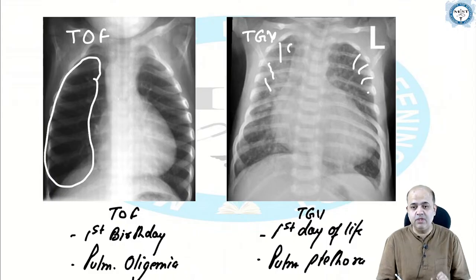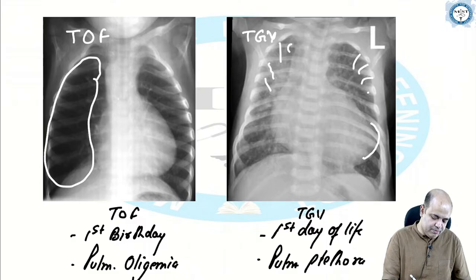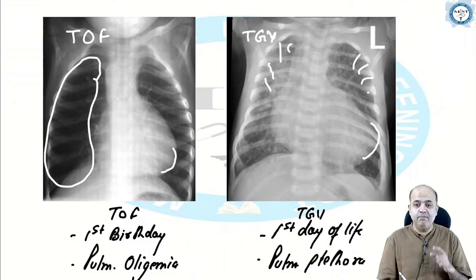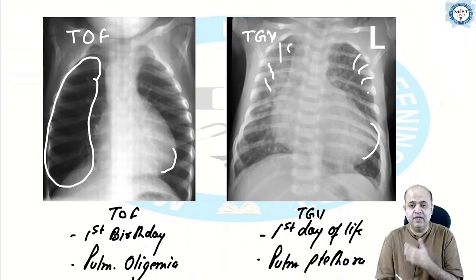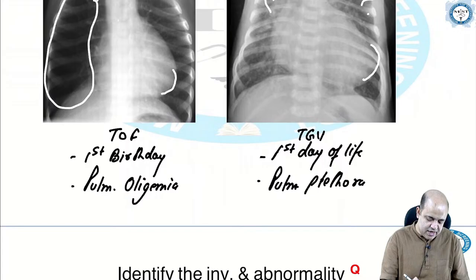Just don't think about the boot-shaped heart. Because of the right ventricular dilatation, it may appear like a boot shape. The heart in the transposition of the great vessels may also appear boot-shaped. But boot shape is defined for the tetralogy of Fallot. There are other ways in which we can differentiate between the two. Tetralogy of Fallot presents at 6 to 9 months, and it has pulmonary oligemia, that is decreased pulmonary blood flow.